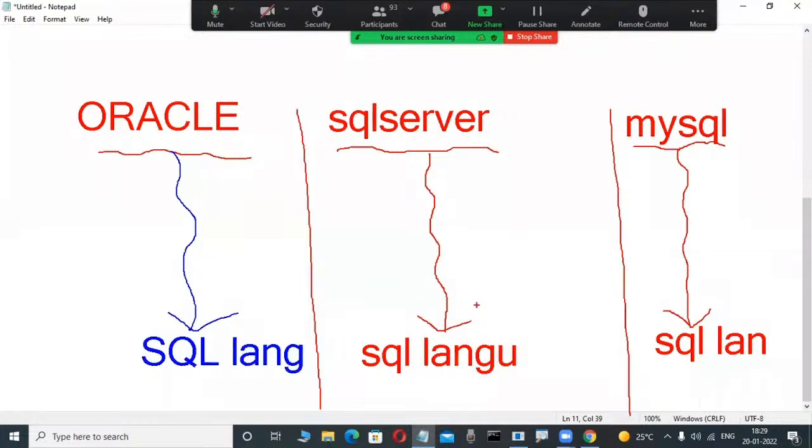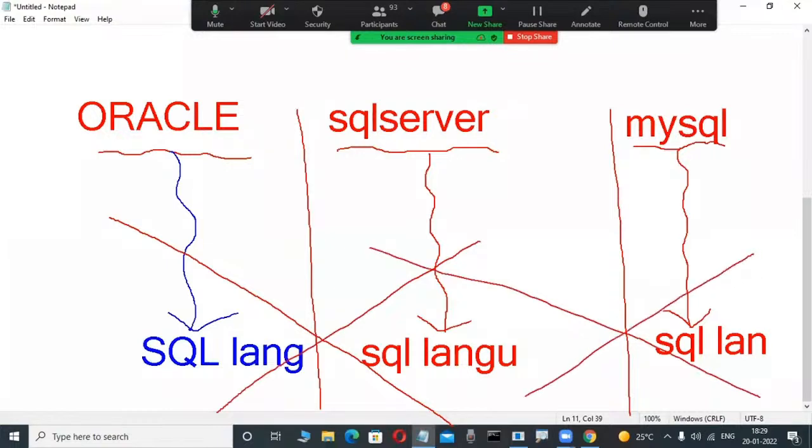Maybe some technical people in our class can tell. Are these all SQL languages the same or different? Very good. Many people in our class are saying same, but that is 100% wrong. These SQL languages are different, not the same. Why are so many students confused?